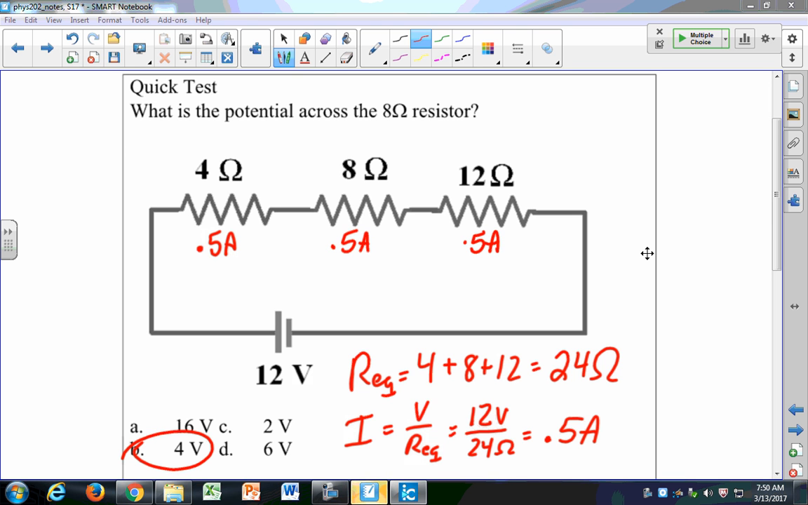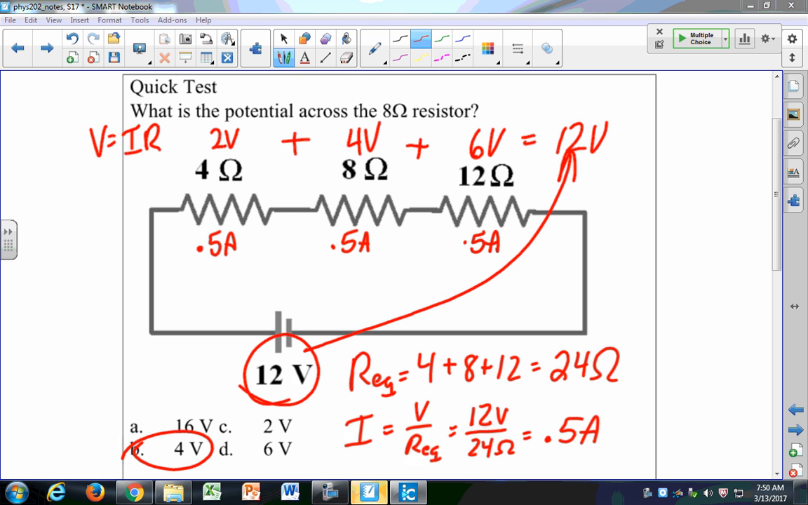To find the voltage, V equals IR, will be a half of 4, which is 2 volts, a half of 8, which is 4 volts, and a half of 12, which is 6 volts. And then I can just double check these to make sure that they all add up equal to 12, which they do. These two numbers are equal. By the way, you don't have to have a battery per se. As we'll look at other circuits, we'll see that there are series circuits embedded within other circuits.